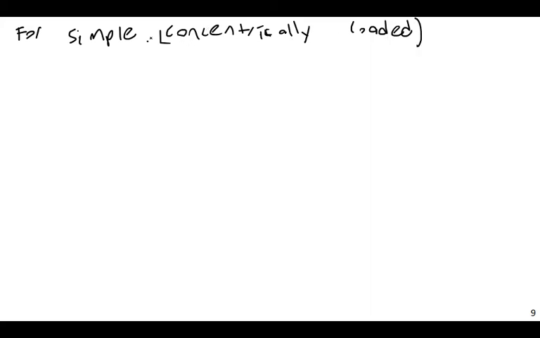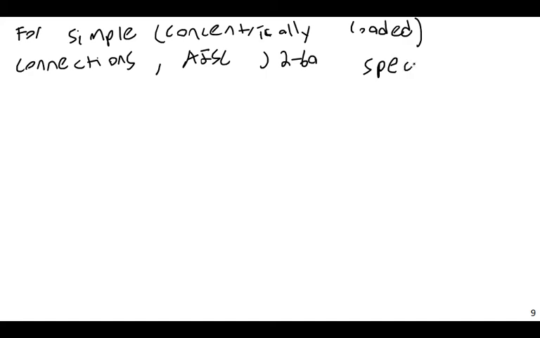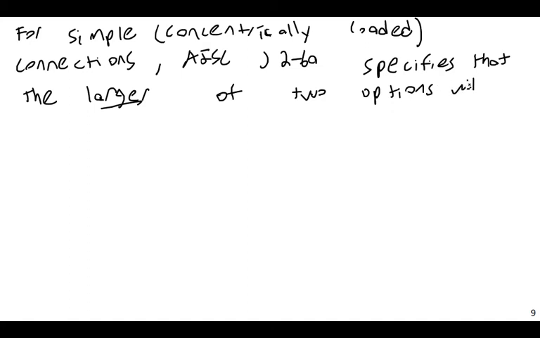For simple concentrically loaded connections, or in other words, concentrically loaded connections, AISC J2.6a specifies that the larger of two quantities will be used.